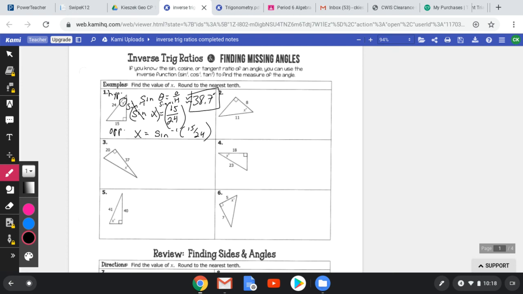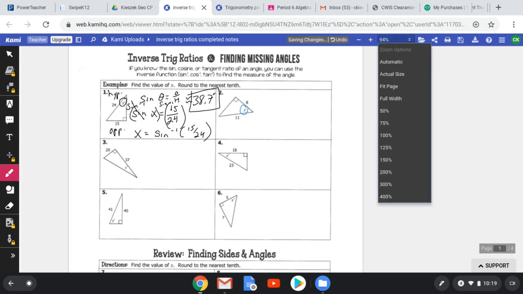And that's it. Same basic setup, same logic of what's the relationship between the angle and the sides here. And then all you have to remember is you're taking the inverse of that trig function. So let's look at another one here. Let's look at number 2. So here's x. Let's make this back to normal here.